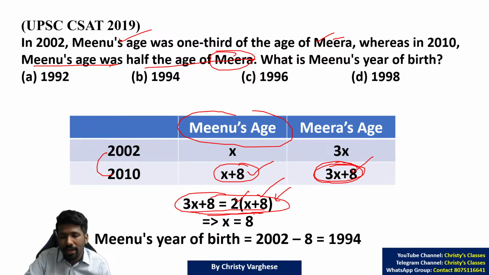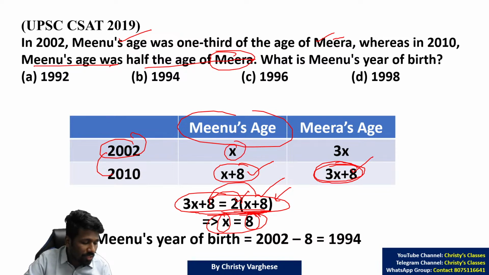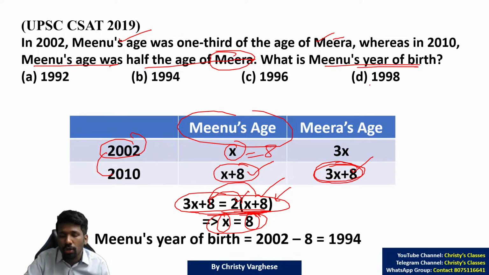So opening the bracket and solving it, 3x plus 8 equal to 2 times x plus 8, that is 2x plus 16. So 3x, 2x taken to one side, 8 taken to the other side, 16 minus 8, 8. So x is 8. What was assumed as x? In 2002, Minu's age was assumed as x. So that is 8. The question is asking when was Minu born?